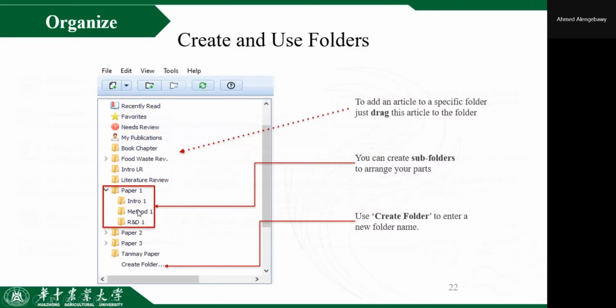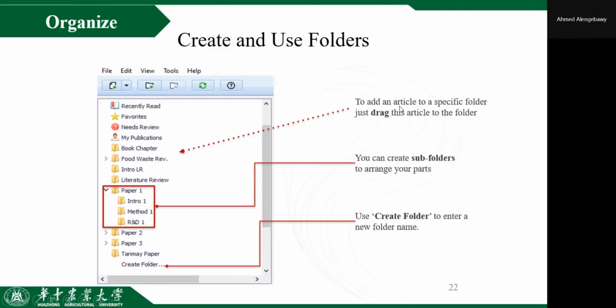Still in organize, you can simply create your own library and folders and subfolders like that. If you work on a book chapter, a thesis, and an article at the same time, you can create different folders for each one, and also you can create subfolders. For example, this is paper one. If you want to divide the parts of this paper, each part individually, you can just make subfolders like introduction, materials and methods, and results and discussion to simply recognize what you want from these parts.